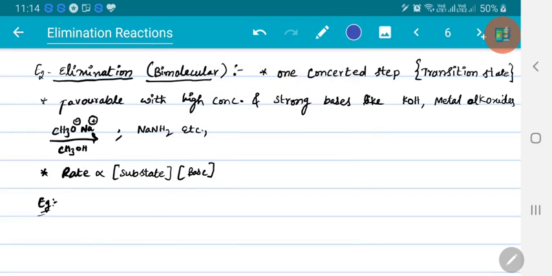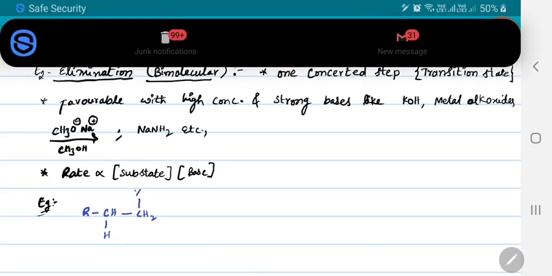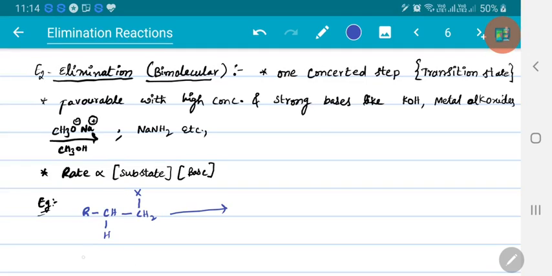So I am taking a substrate such as R, CH, H, some CH2, X. X is the leaving group. Now if I use a very strong base, such as CH3O minus, this base will abstract this hydrogen first. Then this bond will shift here, making the leaving group leave that site.